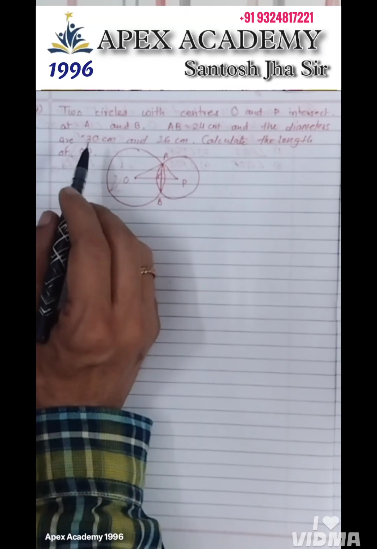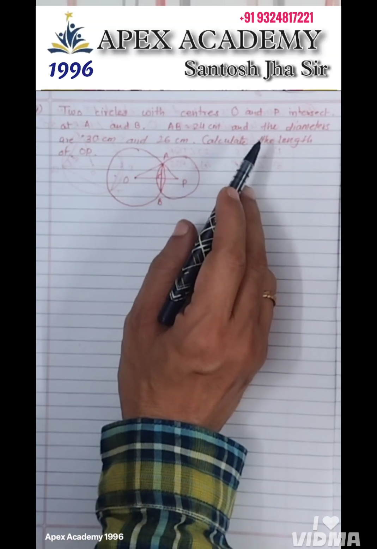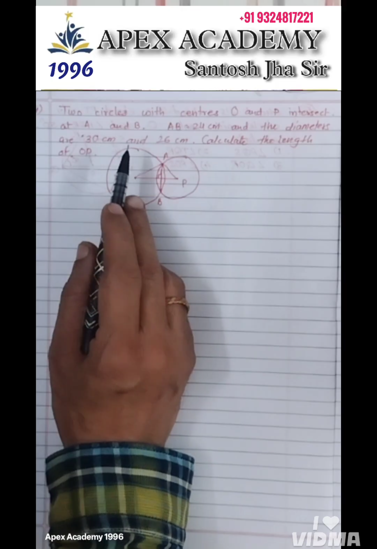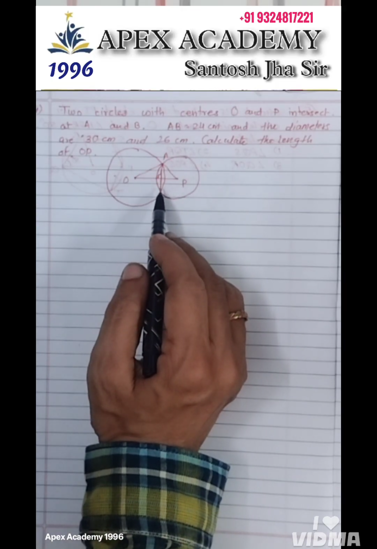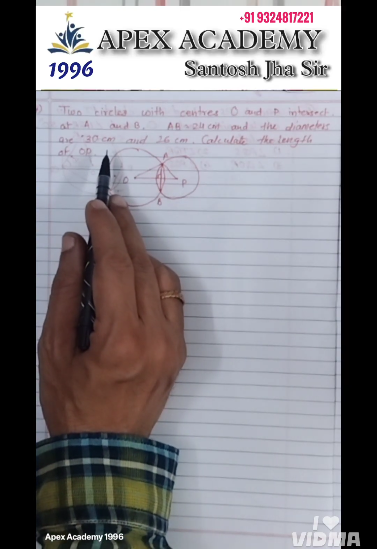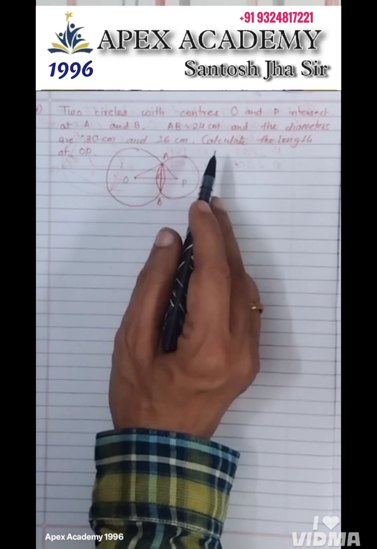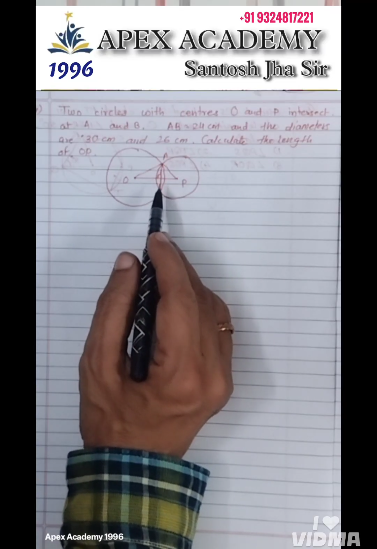Now see in this sum, it is given that two circles with centers O and P intersect at A and B. AB is 24, so AB is a common chord between them, and that is 24 cm, and the diameters are 30 cm and 26 cm. Calculate the length of OP. So we have to find the distance between the centers.